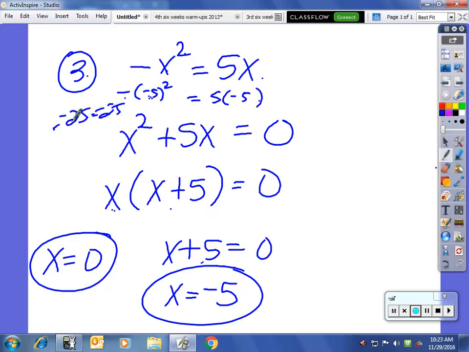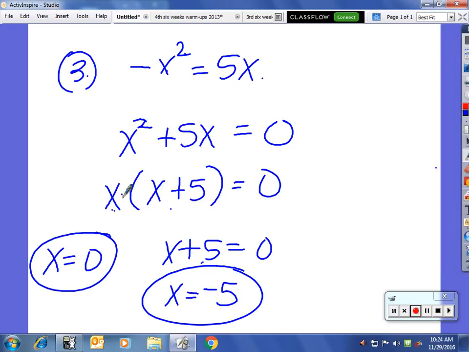Okay, the question was, how did I get 0? Anytime you have a GCF that's got a letter in it, then automatically one of your answers is going to be 0. Do you see how x is one of my factors? You're supposed to take each factor and set it equal to 0, and then you keep solving the equation. This one's already solved. This one you just had to move the 5 over.